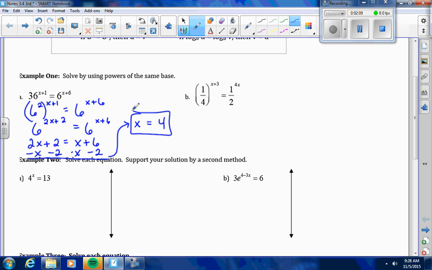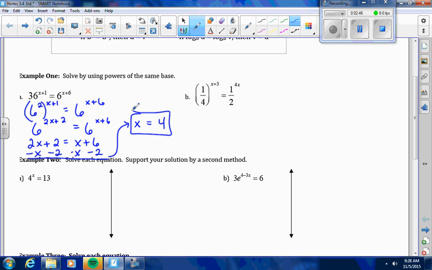Let's try another one. On part B, we have 1/4 raised to the x plus 3 equals 1/2 to the 4x. Which one of those do you think I'm changing? Which base? I have to change the 1/4, because think about the 4. 4 can be written as 2 squared, right? So we have to be careful. It's the 1/4 that I'm going to be changing.